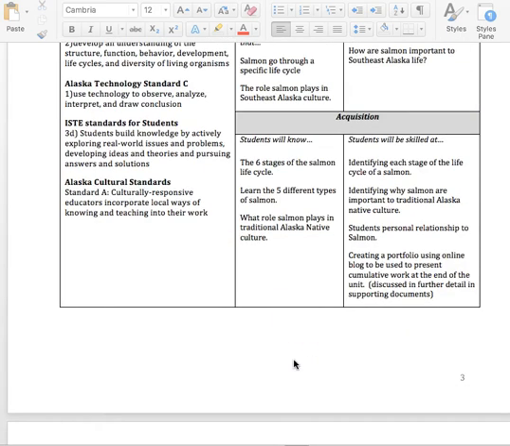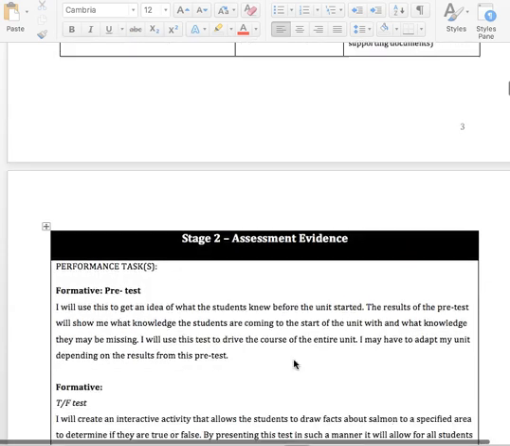Moving down, students will know the six stages of the salmon life cycle, the different species, and what role they play in traditional Alaska Native culture. Moving to the next row, students will be skilled at identifying each stage of the life cycle, identifying why salmon are important to traditional Alaska Native culture, and their own personal relationship with salmon. They will also create a portfolio using an online blog to collect their work and then use it to present.